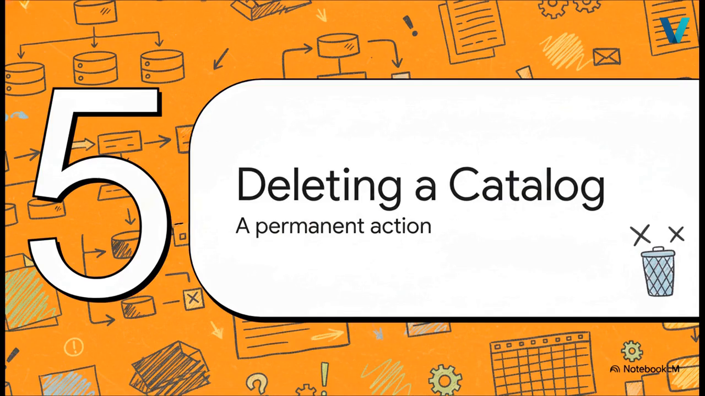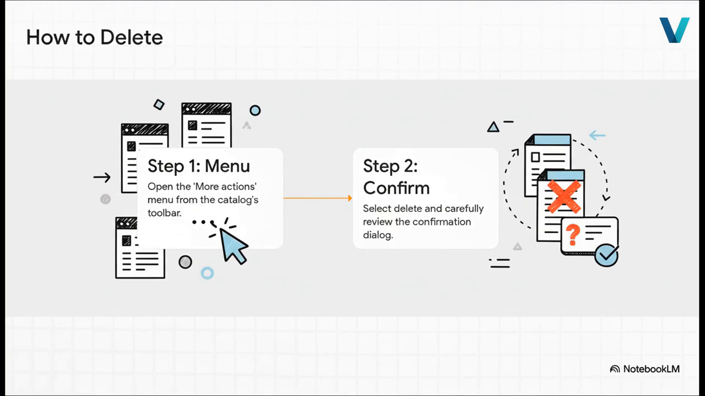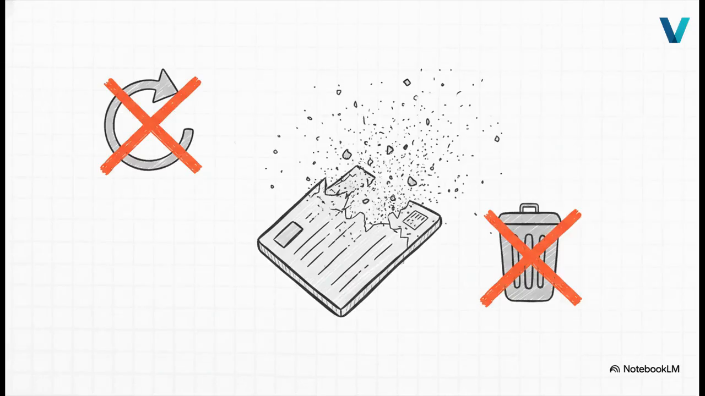Okay, let's switch gears and talk about something that needs a little more care. Deleting a catalog. This is a really powerful function, and listen up, it is a permanent action. So it is incredibly important that you understand the consequences before you click that button. To delete a catalog, you'll find the option in the More Actions menu up in the toolbar. Once you select Delete, Vistalyn's going to pop up a confirmation dialog. I'm telling you, it is absolutely crucial that you pause right here and carefully read this warning before you do anything else.